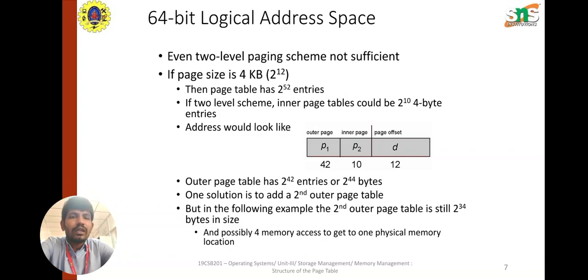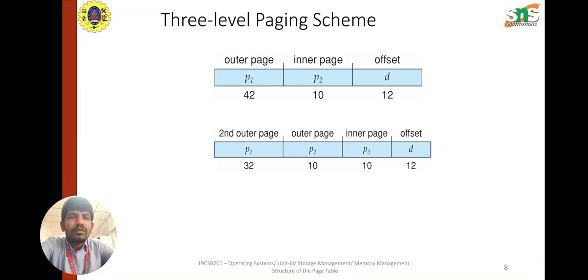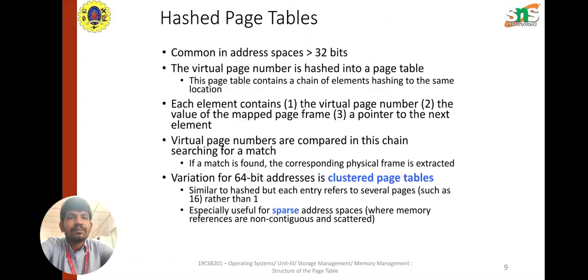Also, it is possible for memory access to get to one physical memory location. So this is a three level paging schema. We have a two level with outer pages, inner pages and offset. For the three level paging schema, we have a second outer page, an outer page, an inner page and an offset. So we have P1, P2, P3 and D is the offset.